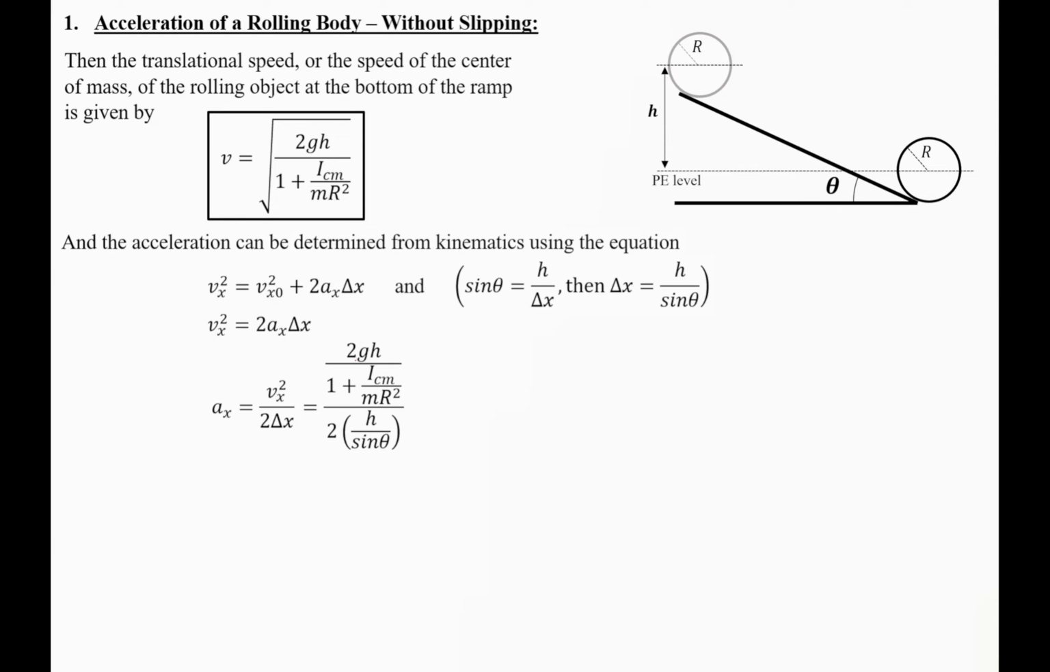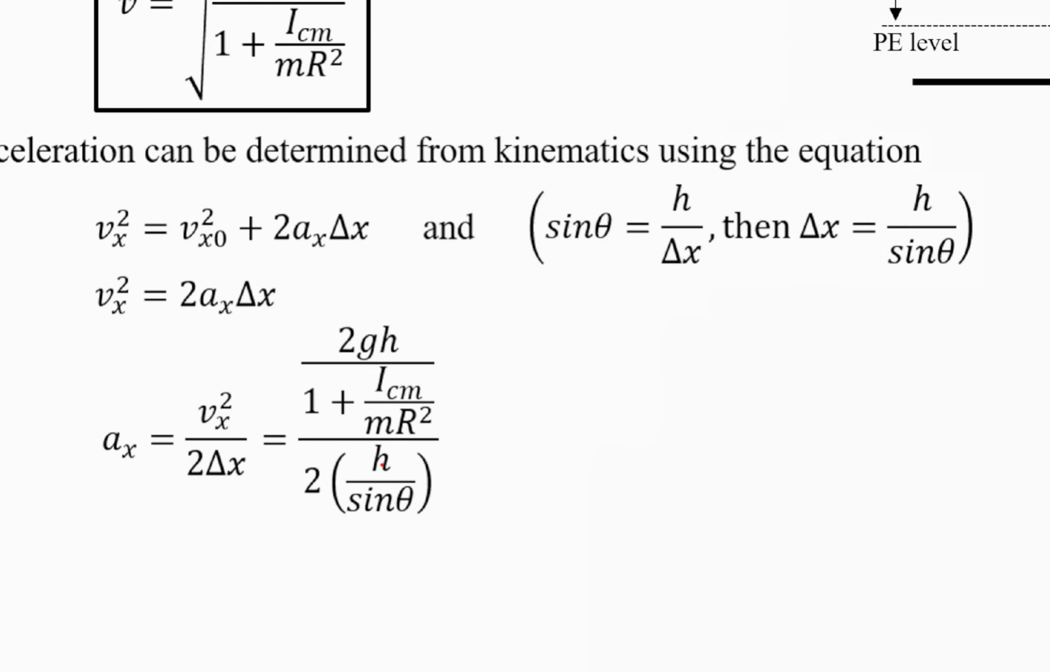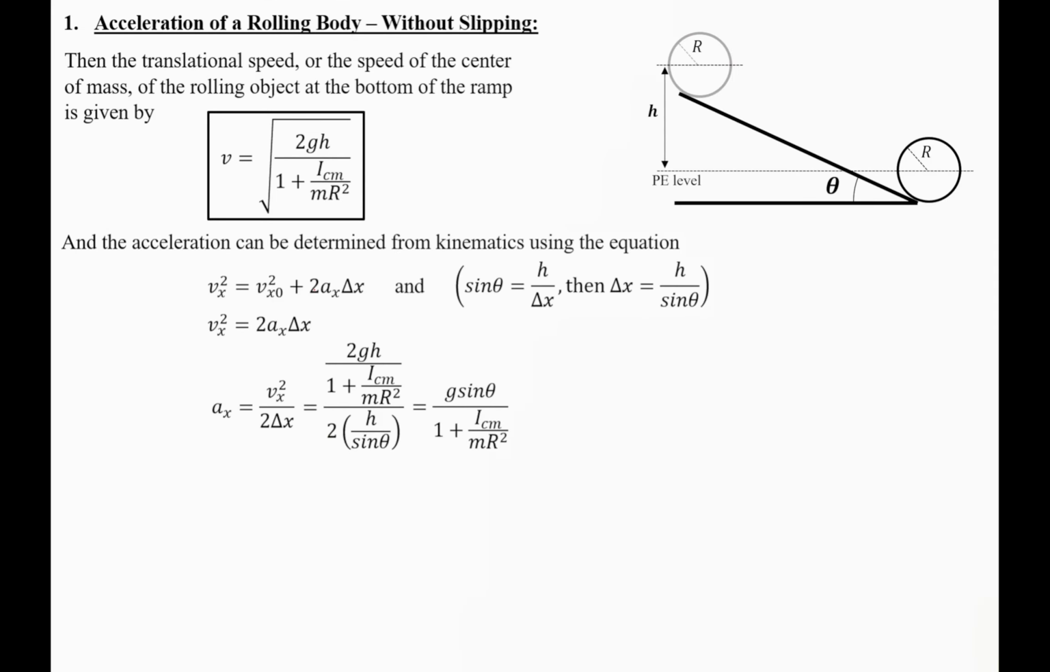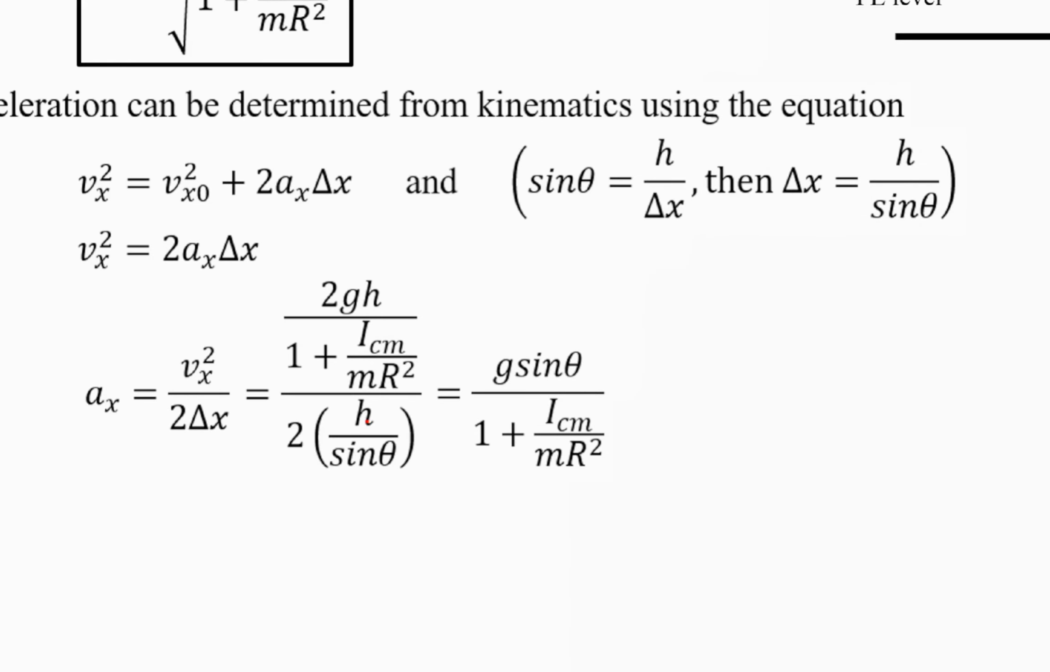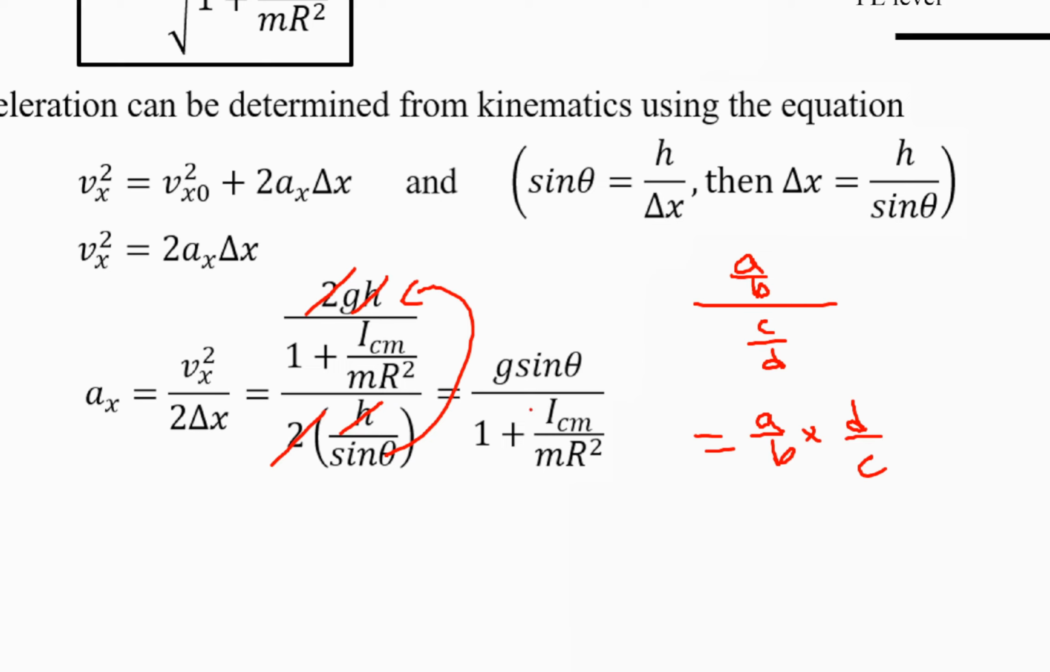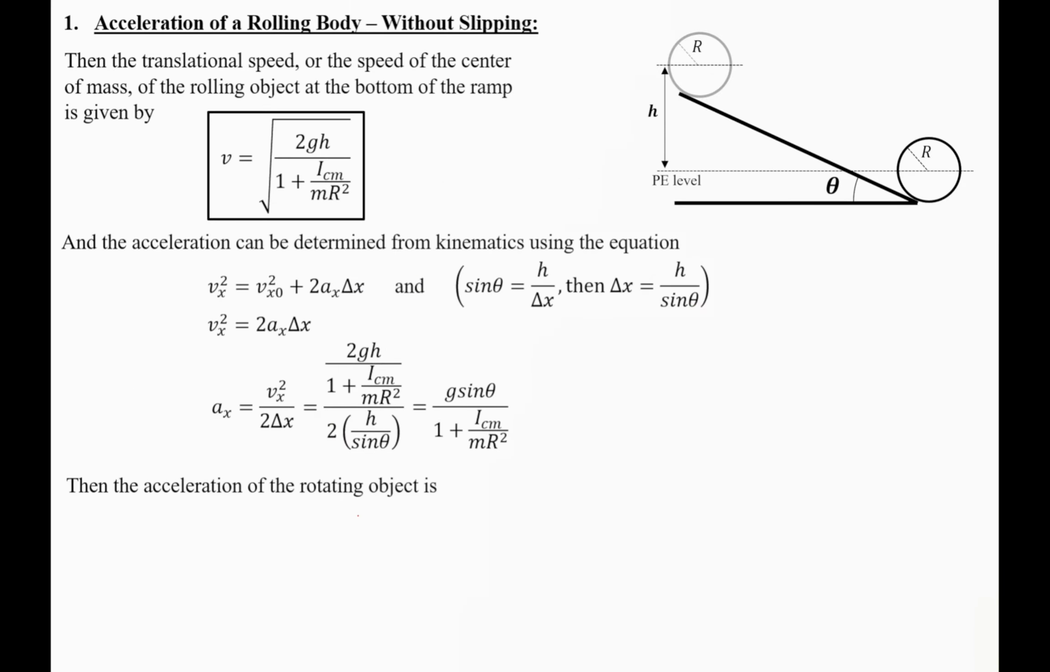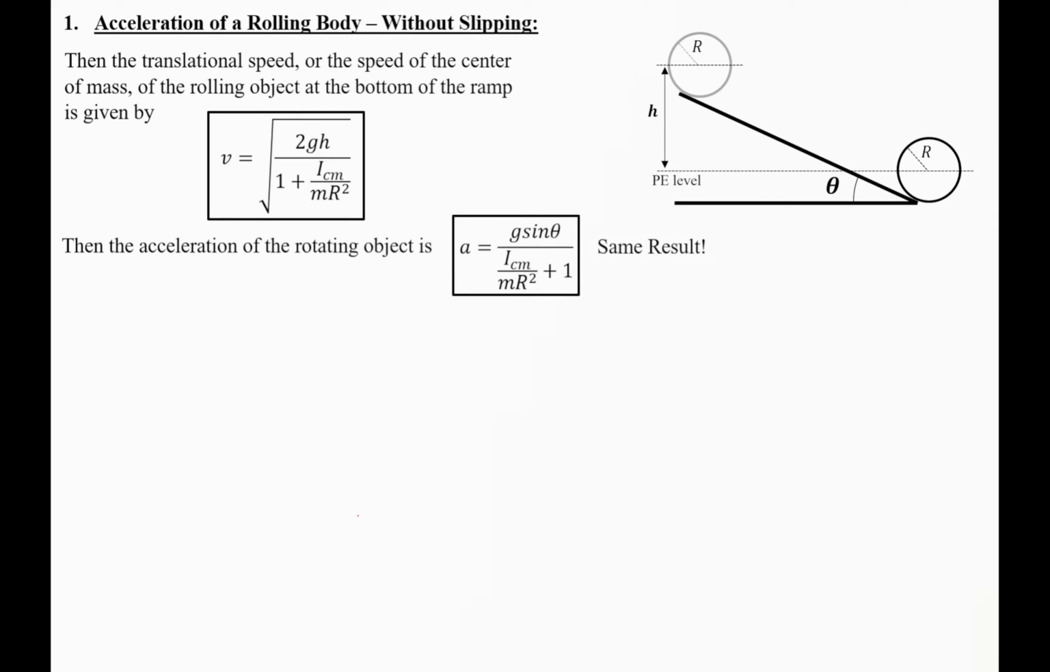Now v square is 2gh over that, and delta x is given by h over sine theta. We can cancel 2 with 2, and we can cancel h with h. Sine theta is down, so remember that if we have a over b over c over d, this is given by a over b times d over c. We're using the rule here, so sine theta becomes up. 2 will cancel with 2, so we're left with g sine theta over 1 plus ICM over mr square. Then the acceleration of the rotating object is given by the following, which is the same result.